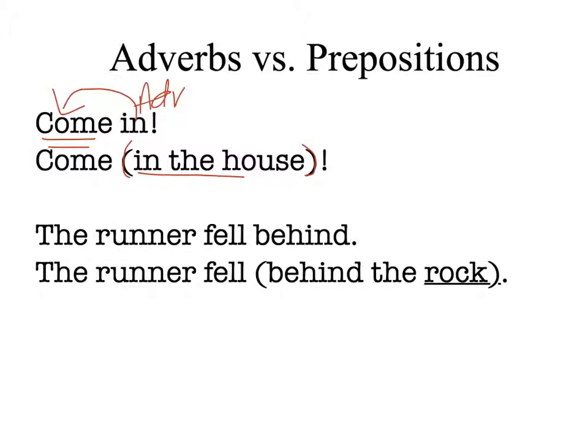In the sentence, the runner fell behind. Fell is the verb. Behind, again, is saying where the runner fell. So if it's answering where and modifying a verb, it is an adverb. Once the rock joined behind, this became a phrase. Behind the rock is a prepositional phrase because behind took the object of rock.